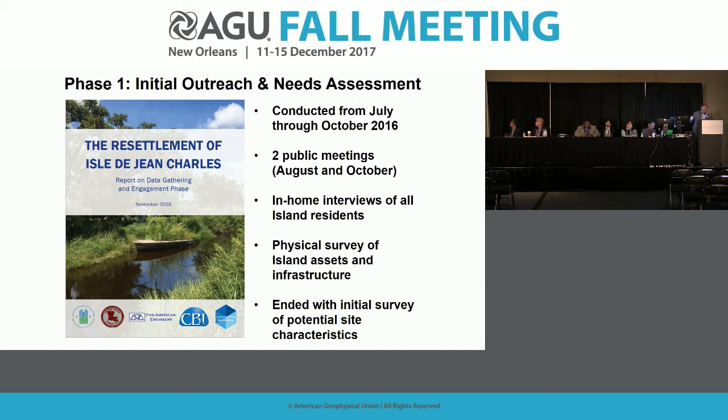As I mentioned, the phase 1 assessment that we finished, you can find this online. It was really a granular level approach to outreach and an initial idea of what the island is. And so this was a census, it was a round of outreach, and it was also a physical assessment of the assets and infrastructure on the island itself.